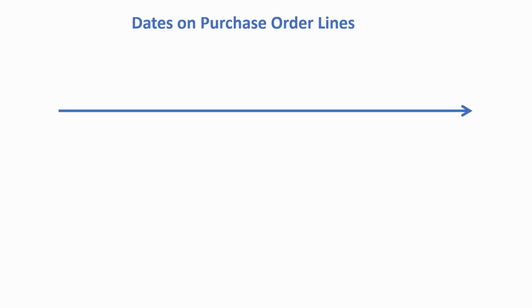So let's see all the dates on the purchase order lines. First, we look at the standard date fields. First, we do have the order date. We have the planned receipt date, and that's the date when we expect the goods, the items, to land on the ramp at our porch, so we are ready to unpack them. That's the planned receipt date.